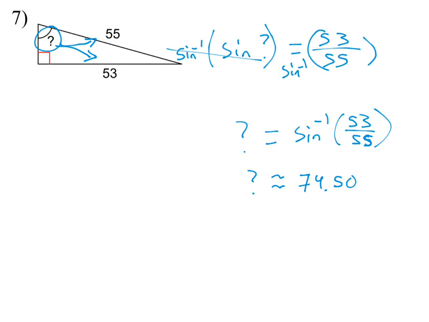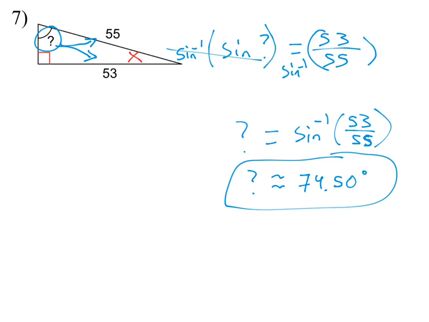Alright, you should have gotten 74.50 degrees. Make sure you're in degrees there. If you didn't get that, you might be in radians. And voila, we have got this angle measure right there. Let's also get this other angle measure. Let's call this one x for variable's sake. And let's use an inverse trig function again.